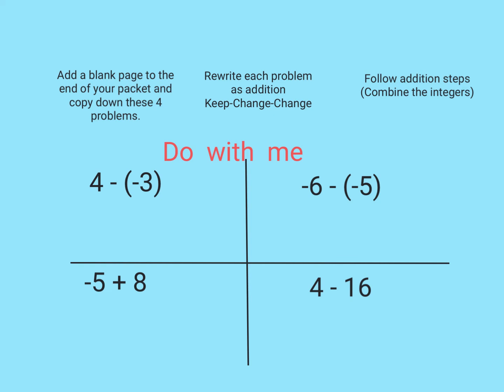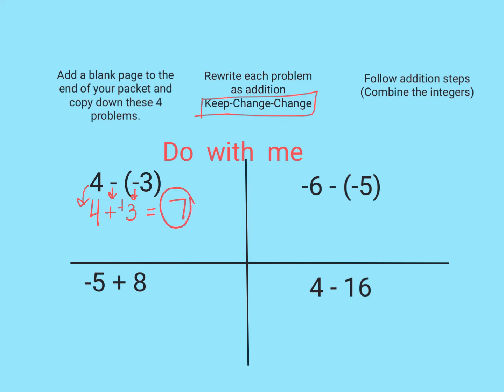All right, let's do the first one. We're going to rewrite them as addition problems. Remember that. So 4 minus negative 3. We're going to do keep, change, change. It means keep the first number, keep it a 4. Change the subtraction to an addition sign, and my negative 3 is going to become a positive 3. So now I just have an equation. 4 plus 3 equals 7.